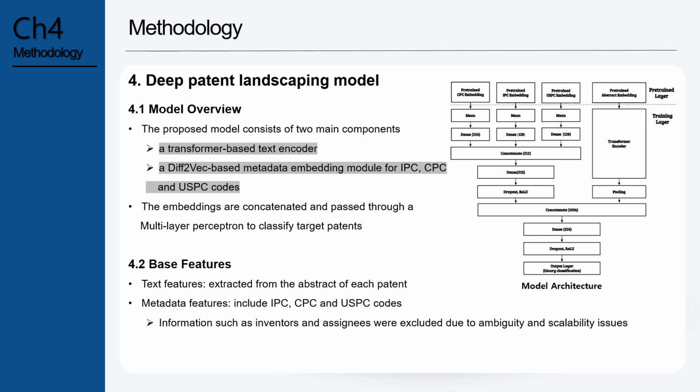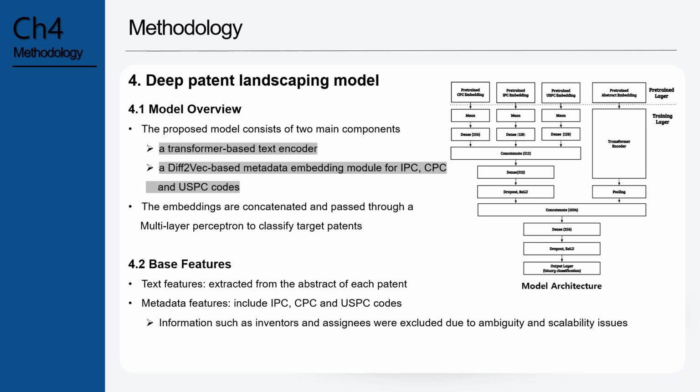Next, the model uses the classification codes as metadata features. These codes show what type of technology the patent belongs to. The authors used a method called DeepWalk to turn these codes into vectors. DeepWalk looks at the relationship between the codes and creates embeddings that keep this structure. This helps the model understand the technical area of the patent.